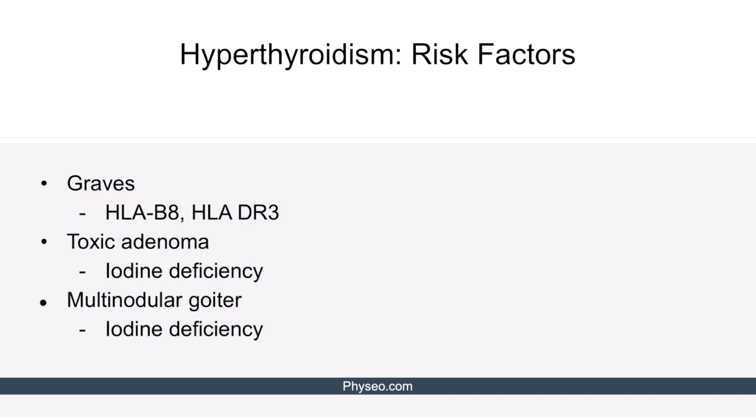Let's talk about some important risk factors. Actually, several factors have been proposed in Graves' disease, but the most important one is the genetic susceptibility associated with HLA-B8 and HLA-DR3. For toxic adenoma and multinodular goiter, the exact etiology is unknown. However, both of these conditions are more common in iodine-deficient populations.